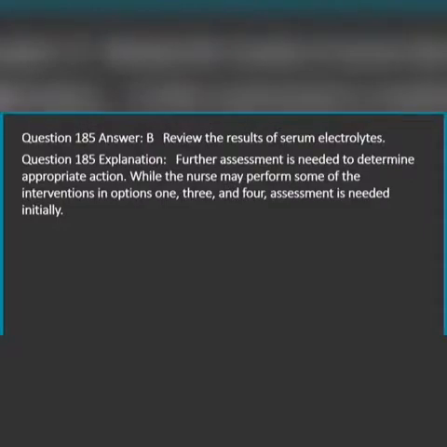Question 185. Answer. B. Review the results of serum electrolytes. Question 185. Explanation. Further assessment is needed to determine appropriate action. While the nurse may perform some of the interventions in options 1, 3, and 4, assessment is needed initially.